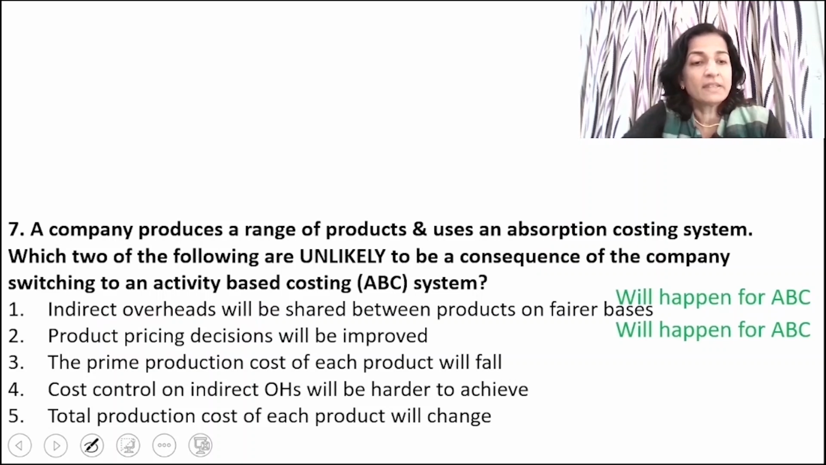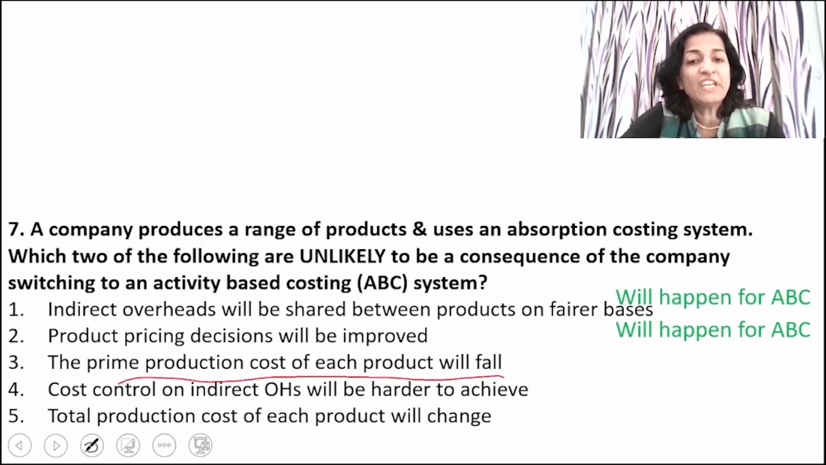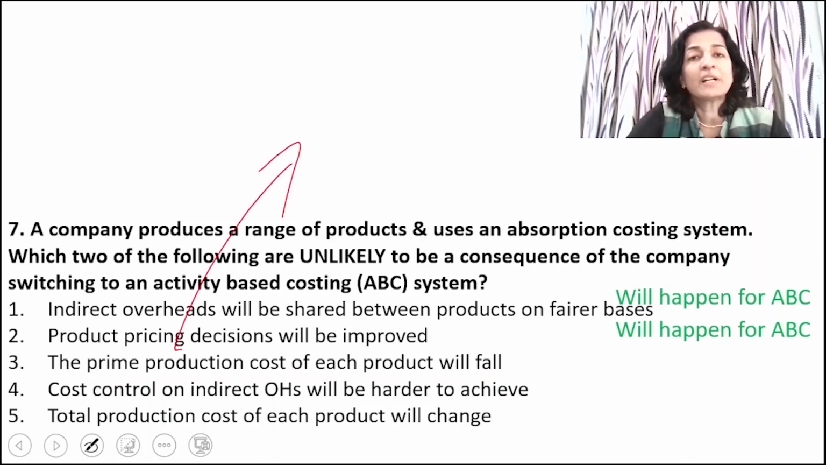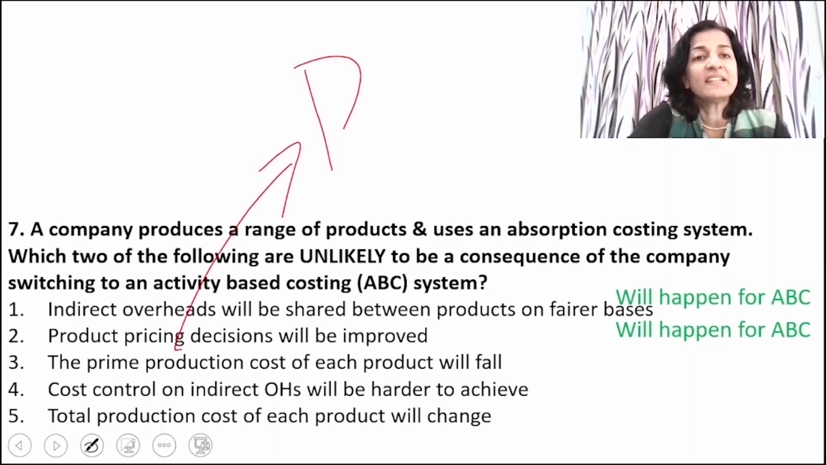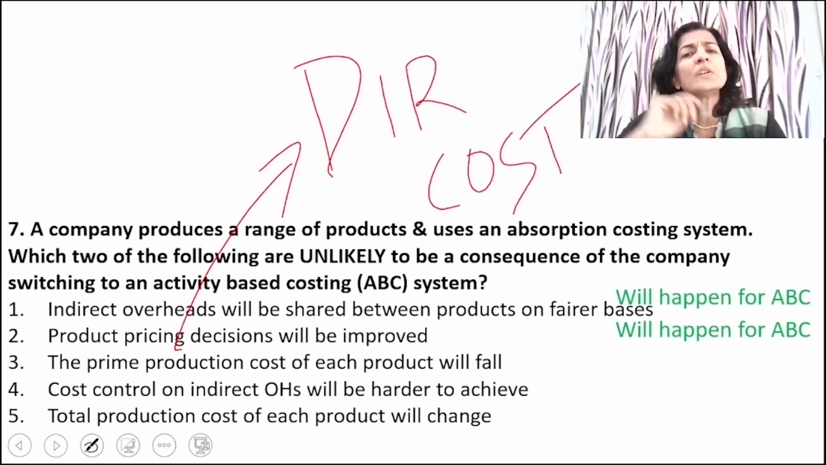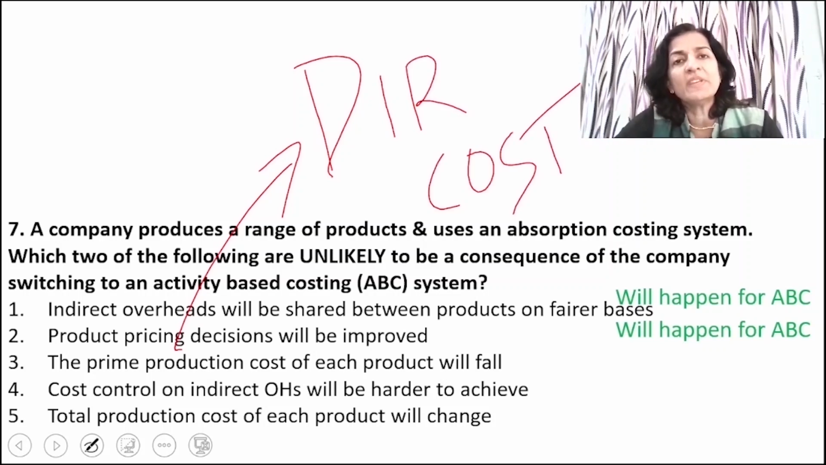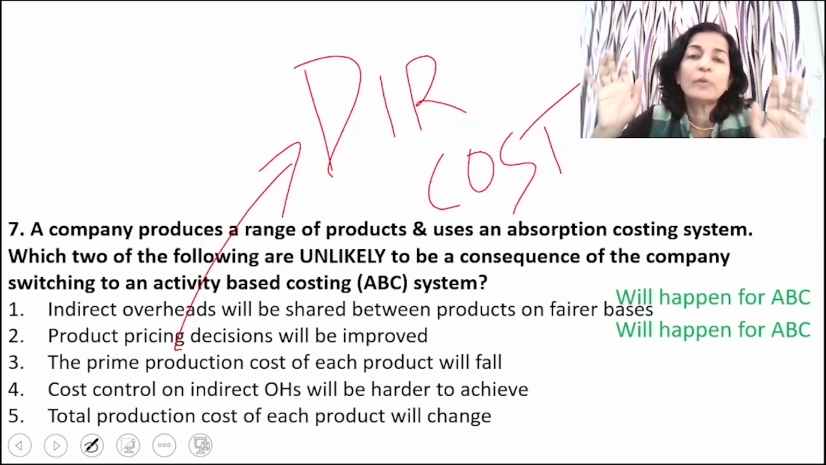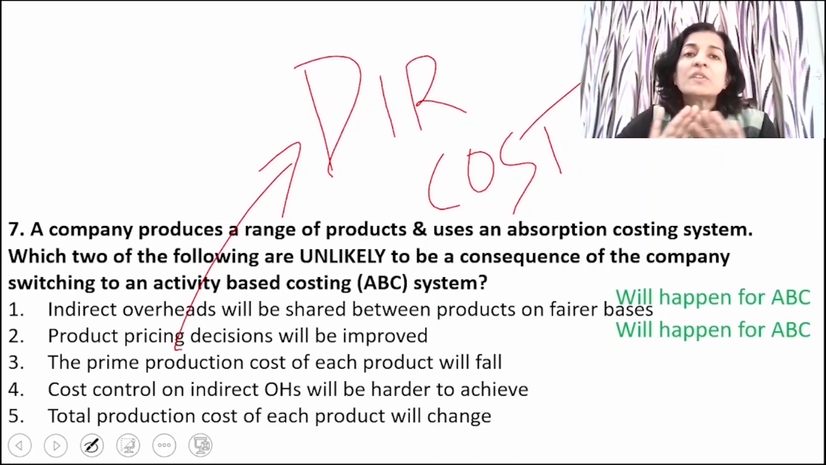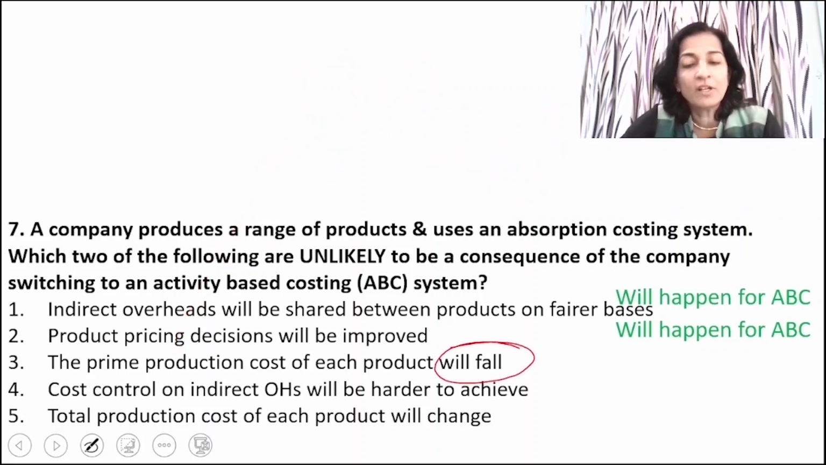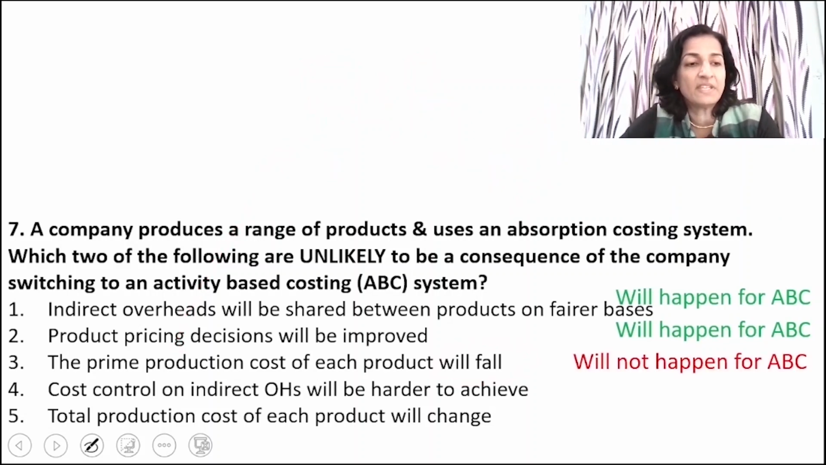Statement 3. The prime production cost of each product will fall. What do you mean by prime production cost? Prime cost is nothing but the direct cost. Will the direct cost fall because of switch to ABC? I told earlier that whether you're following absorption costing or whether you're following ABC, the direct cost will remain unchanged. So the statement that it will fall, that will not happen for ABC.